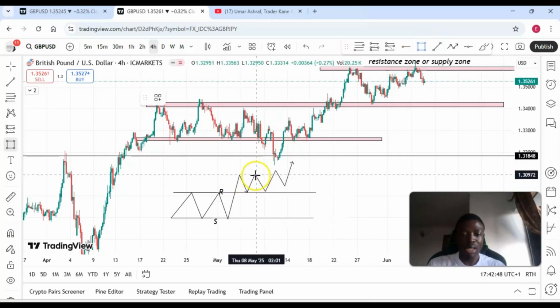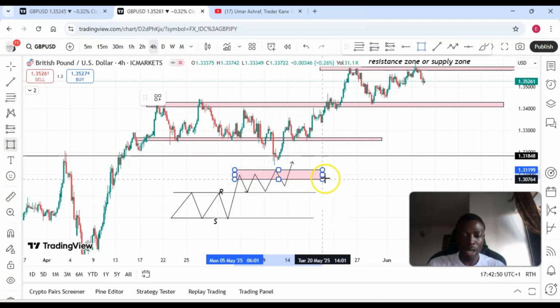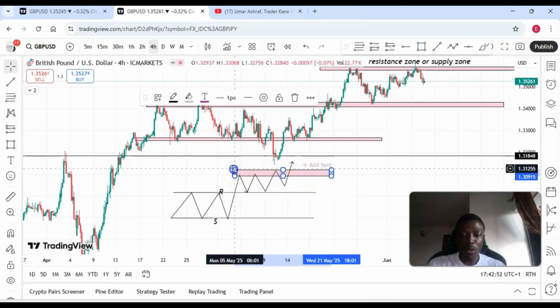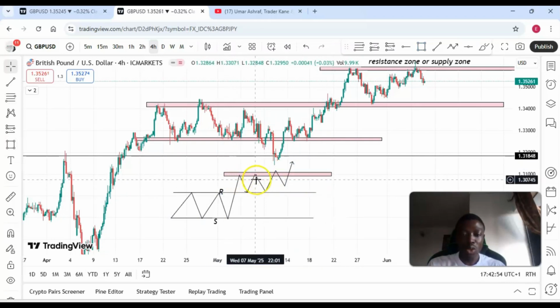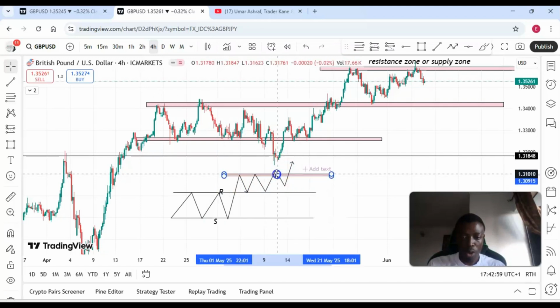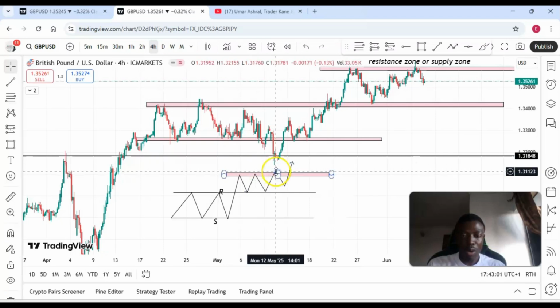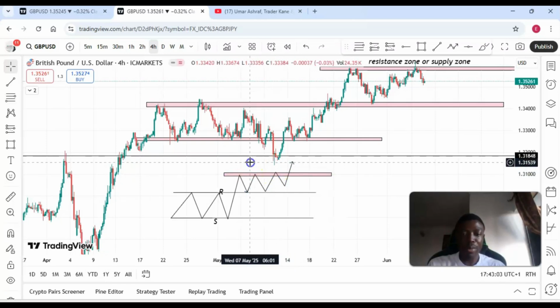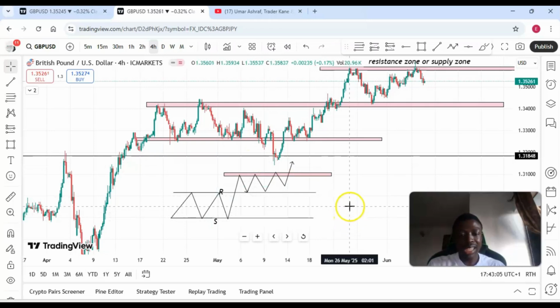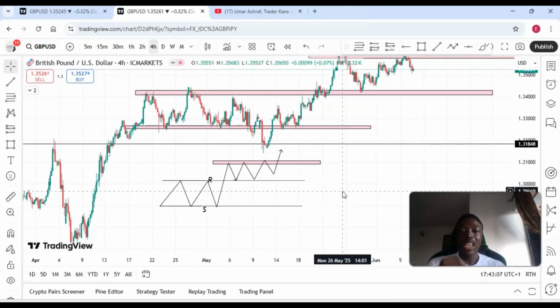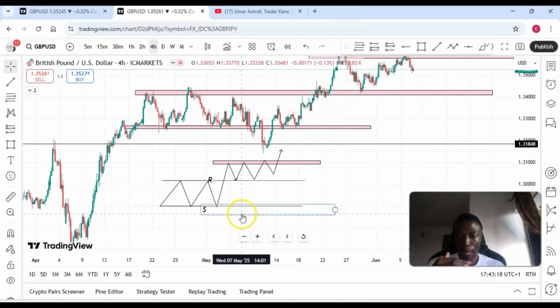sellers push it back down twice, and the third time. So you have this new level here acting like a resistance level, because you can clearly see that there were sellers at that level pushing prices down. So this is the logic. If price should break above one of these zones, it's always going to come back to retest, and once it retests, that resistance becomes a support level.